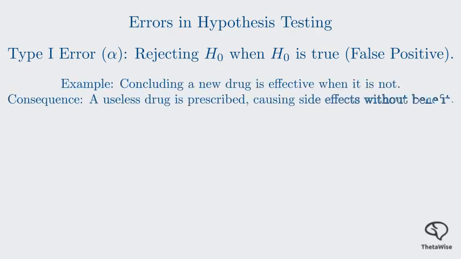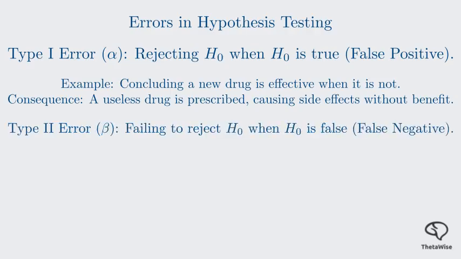Let's consider a medical example. Imagine a new drug is developed to treat a disease. The null hypothesis is that the drug has no effect. A type 1 error would be concluding the drug is effective when it actually isn't. This could lead to a useless drug being prescribed, potentially causing side effects without any benefit.